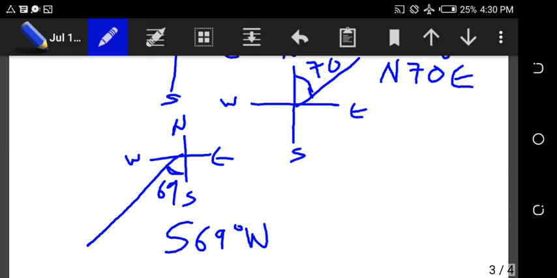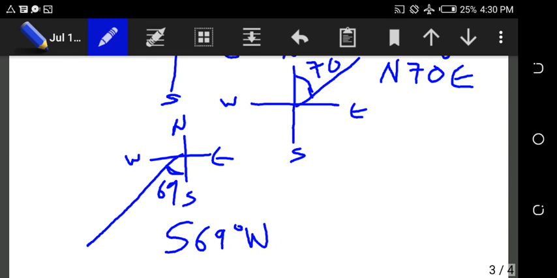So these are how you name the compass bearing. It will always start either from the north or from the south, followed by the value of the bearing, the angle in degrees, then followed by the direction at which you are set out.